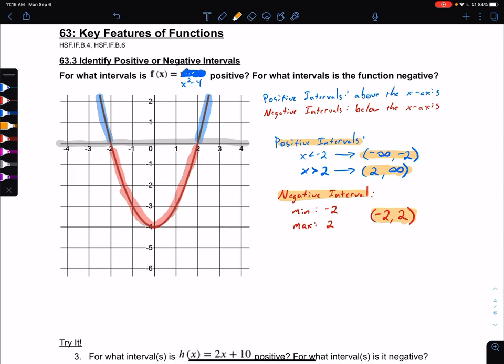And that is it. The key takeaway is this piece right here: our positive intervals are above the x-axis and our negative intervals are below the x-axis. If you can remember that, once you get the actual graph using a program like Desmos or a graphing calculator, then you're just looking at where your function or graph crosses the x-axis, and that will help you determine the positive and negative intervals. It shouldn't be too difficult. Students tend to do pretty well at this, so hopefully that's the case for you.